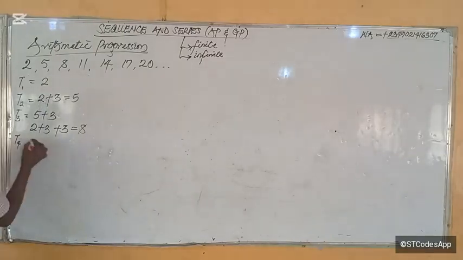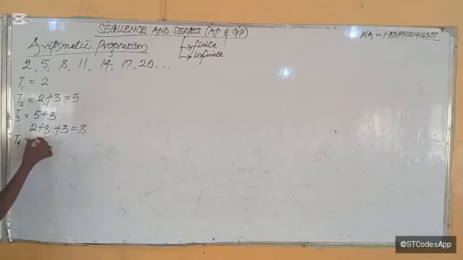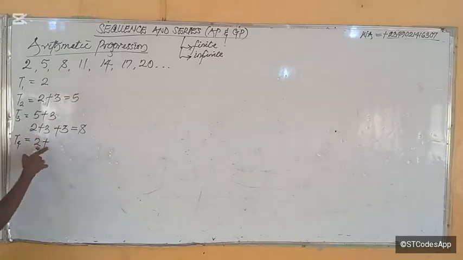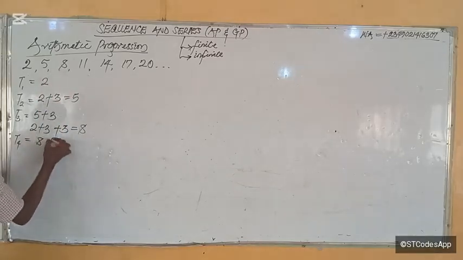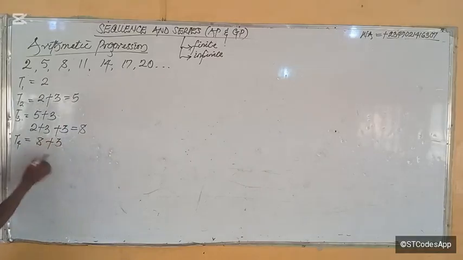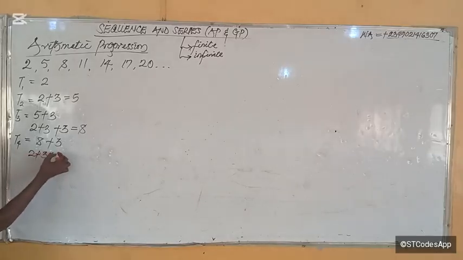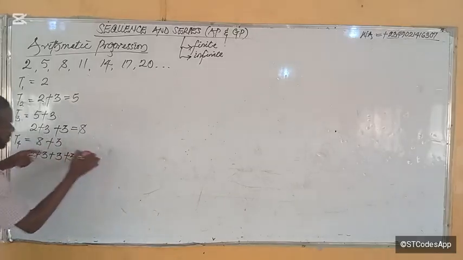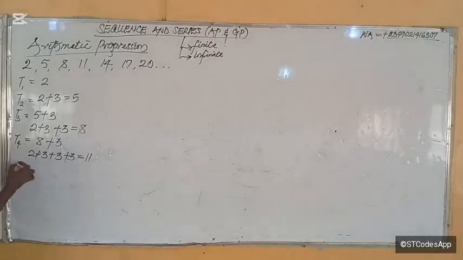Just stick with me. Now for T4, term 4, it's like saying 2 plus what? This term 4, how did we get it? It's like saying this initial term, which is 8, plus another 3, gave 11. But this 8 came from 2 plus 3 plus 3. Then this 8 here, plus this 3, that's what will give us 11. Are you following?